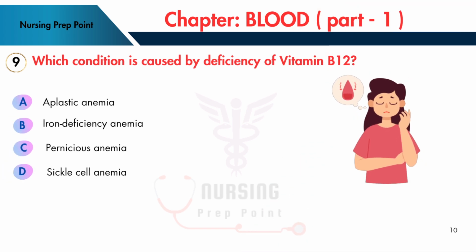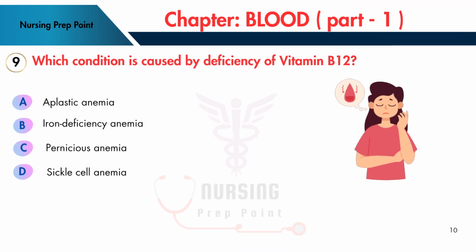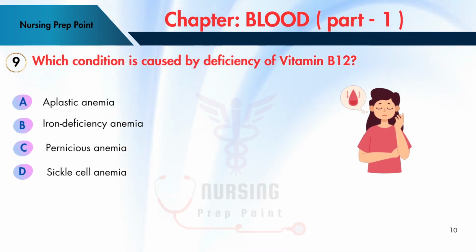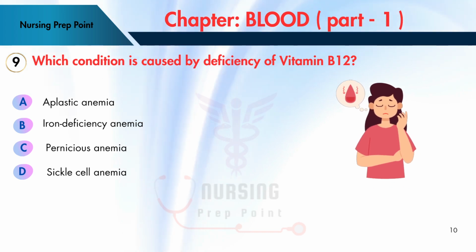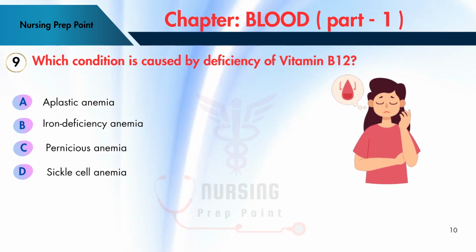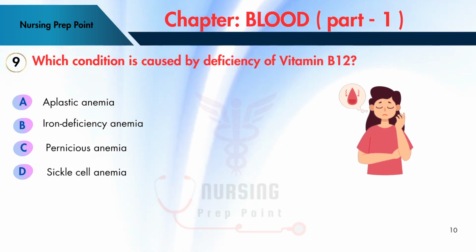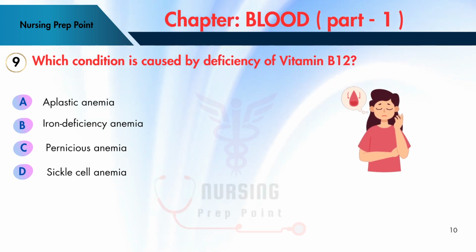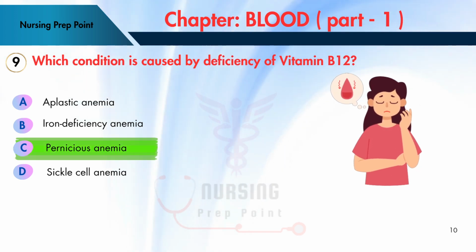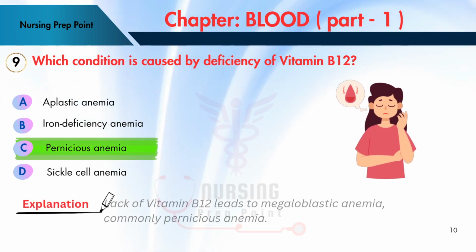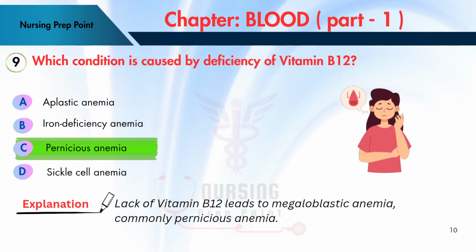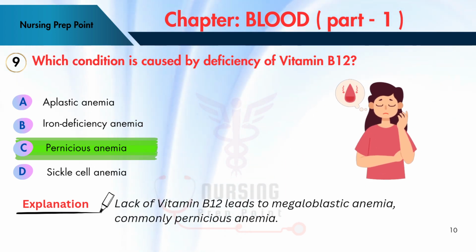Which condition is caused by deficiency of vitamin B12? Option A, aplastic anemia. Option B, iron deficiency anemia. Option C, pernicious anemia. Or option D, sickle cell anemia. The correct answer is option C, pernicious anemia. Explanation. Lack of vitamin B12 leads to megaloblastic anemia, commonly pernicious anemia.